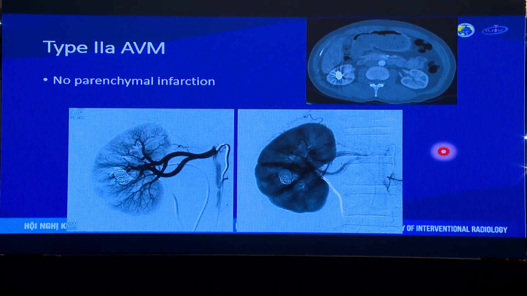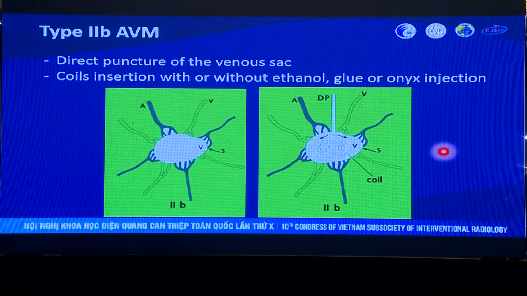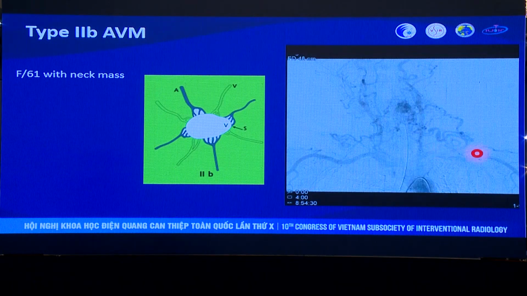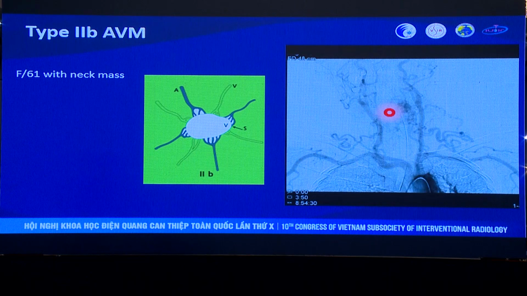All the tortuous feeding arteries show spontaneous thrombosis after the venous sac embolization. This is the typical type 2B AVM. You can see the multiple feeding arteries and venous sac and small draining veins.